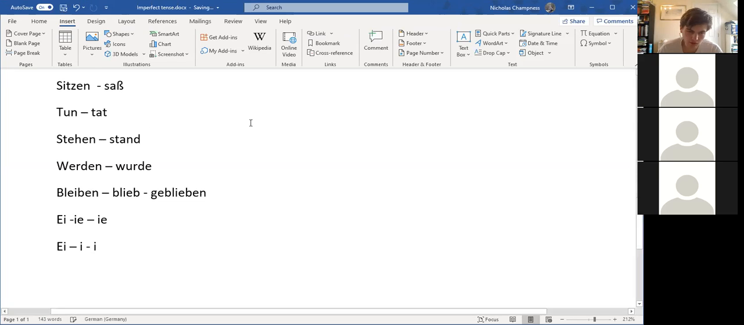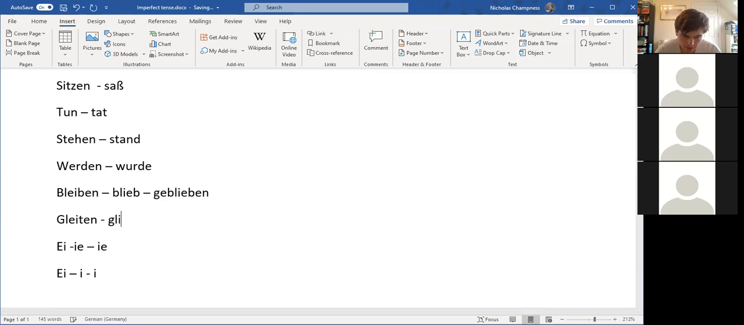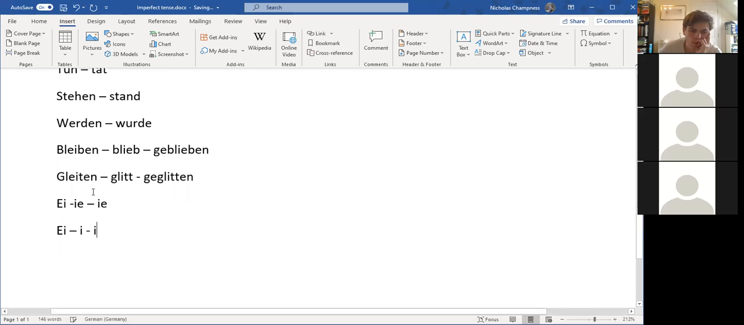So a nice example of this is gleiten, goes to glitt, goes to geglitten. So that's an example of that one.